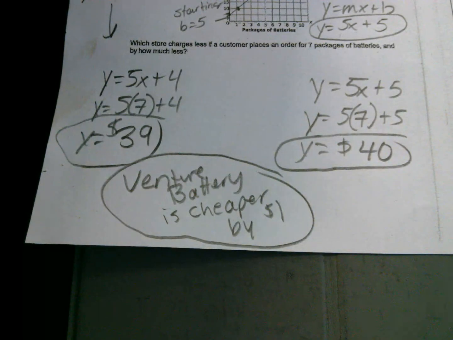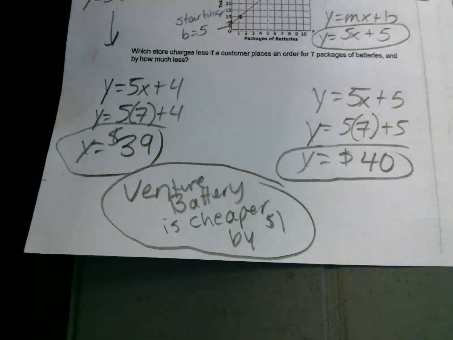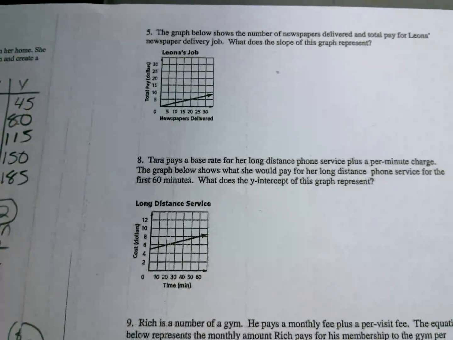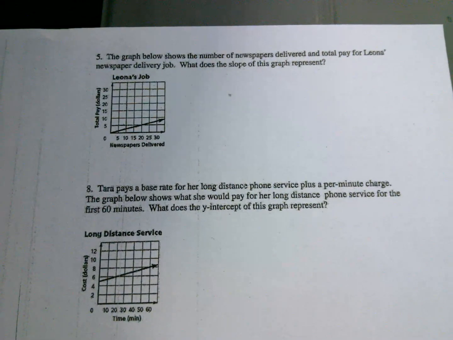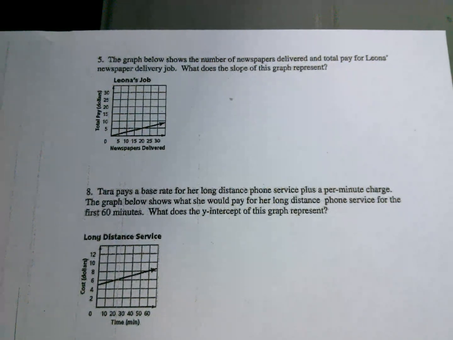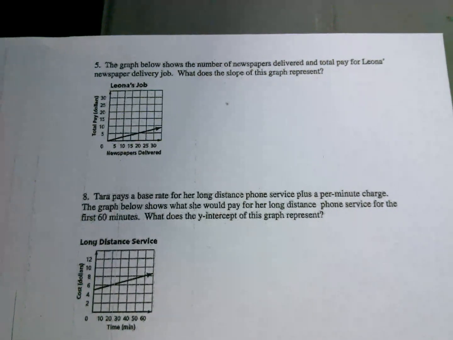I'm going to pause for the calls, give you a chance to write. All right. Number 5. It says the graph below shows the number of newspaper deliveries and the total pay for Leona's newspaper job.